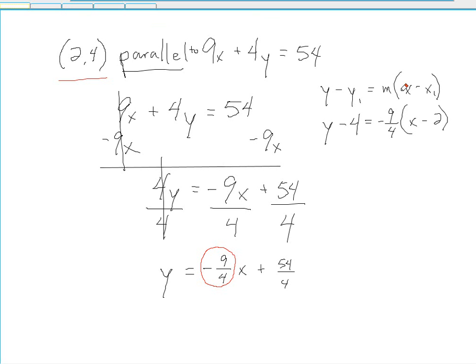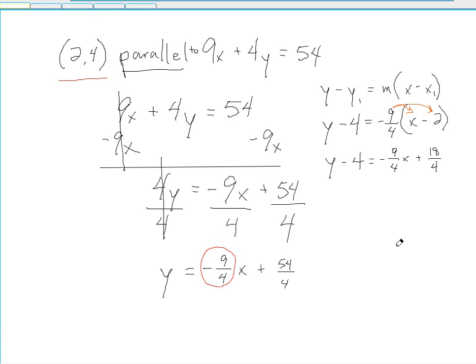All right, first thing you should do is distribute right here, the negative 9/4. When you do that, you get negative 9/4 x, and that's what it should look like in the end. That's your slope for the line we're looking for. Then it's negative 9/4 times a negative 2. Negative times negative is a positive. All right, 9 times 2, that's going to give you 18 over 4.